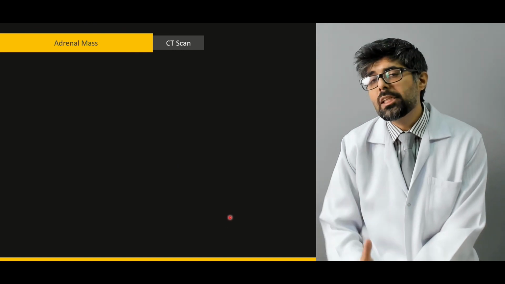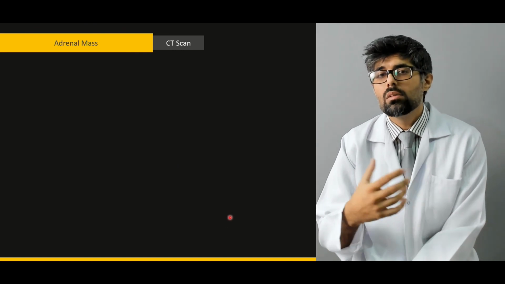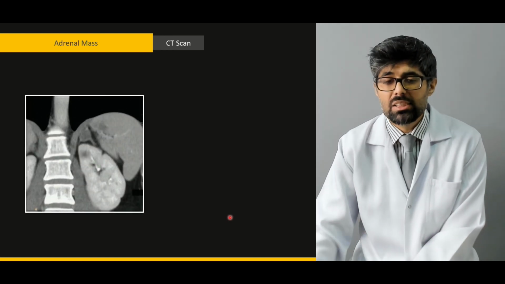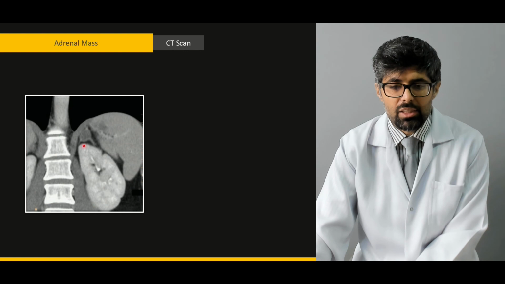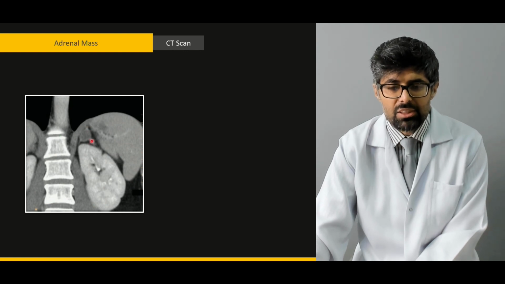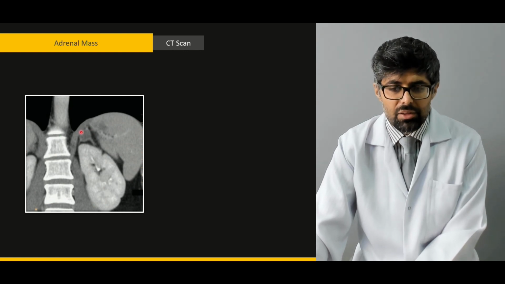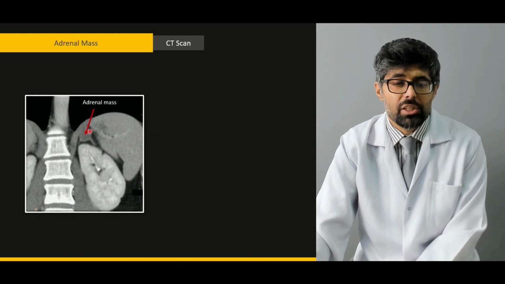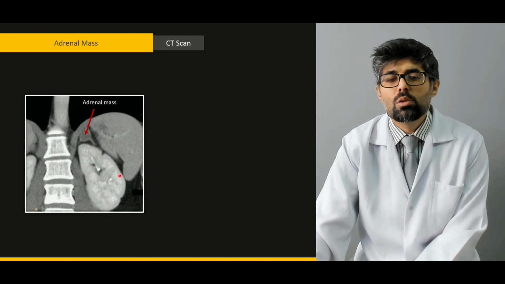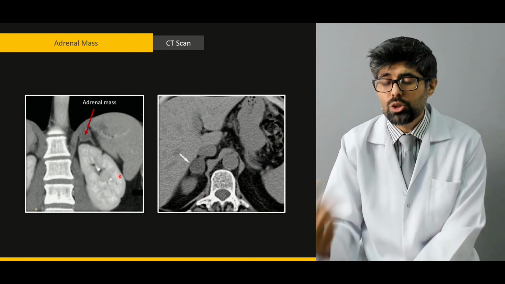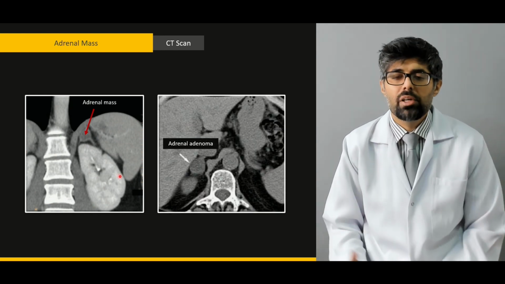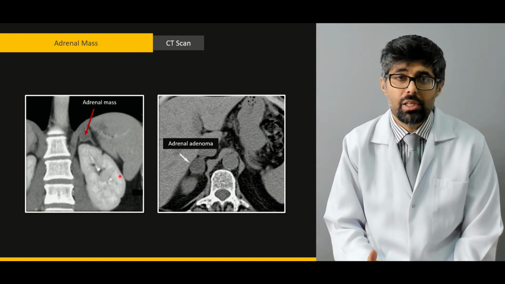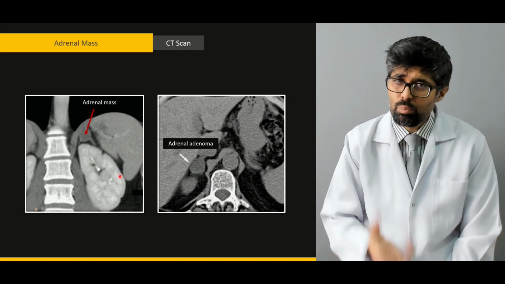Another cause of unexplained symptoms for a patient might be an adrenal mass. Now this is the kidney and this is the adrenal gland, and this adrenal mass is of low density. Whenever an adrenal mass is of low density, it is usually indicative of an adrenal adenoma, and adrenal adenomas are usually very benign.